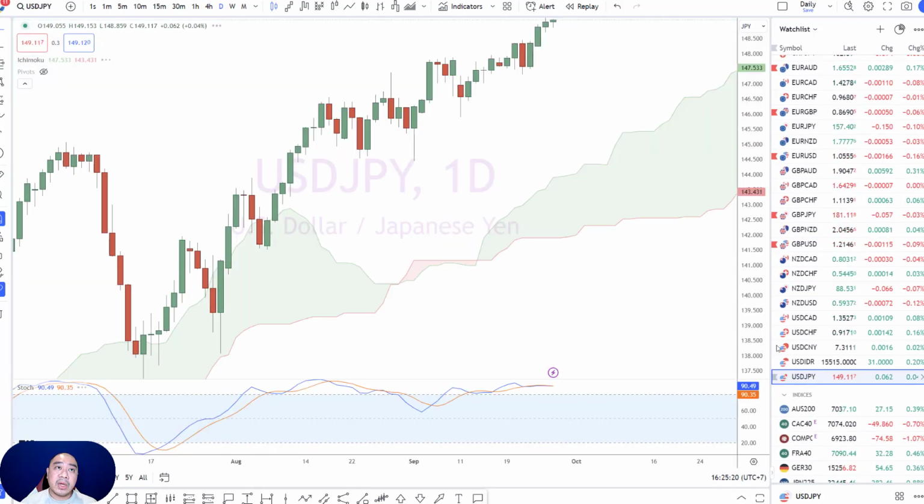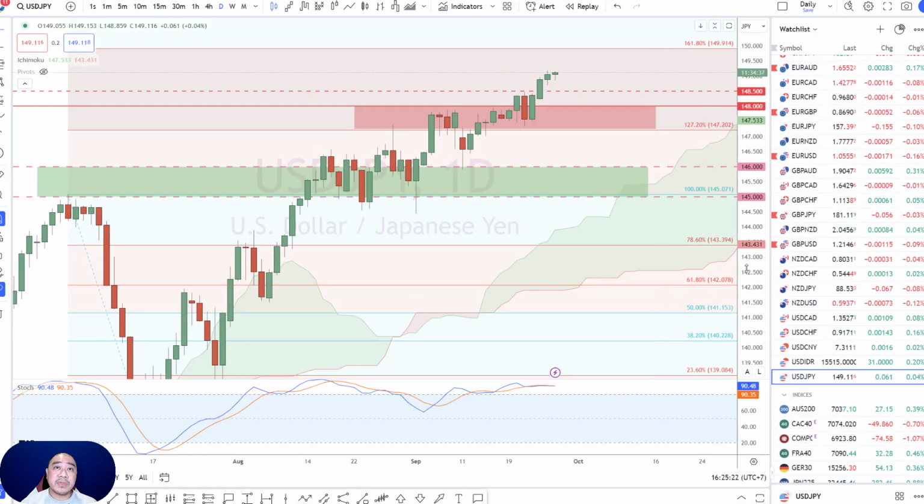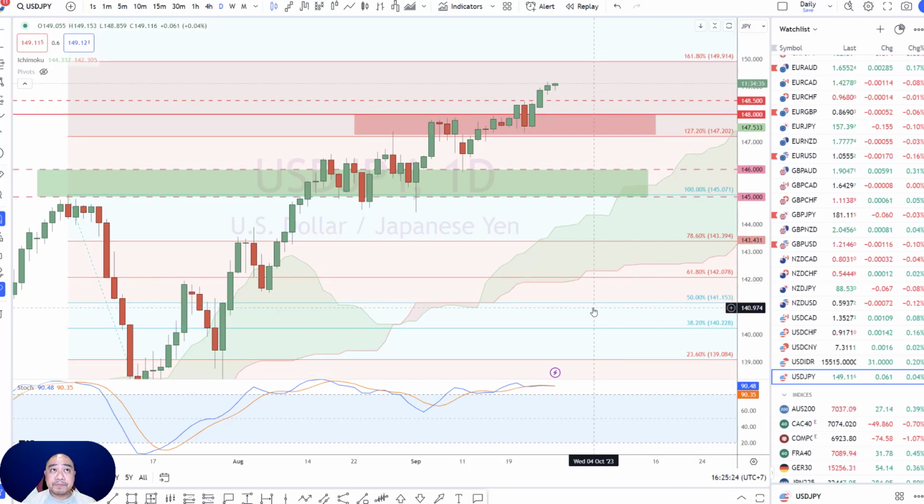Now, the next one is the dollar Japanese yen. The dollar Japanese yen has surpassed 149. And I was kind of expecting more of a stronger resistance at 149, but as it is right now, price is actually currently trading above 149. So it wouldn't be too long for traders to actually take the dollar Japanese yen towards the 150 level.